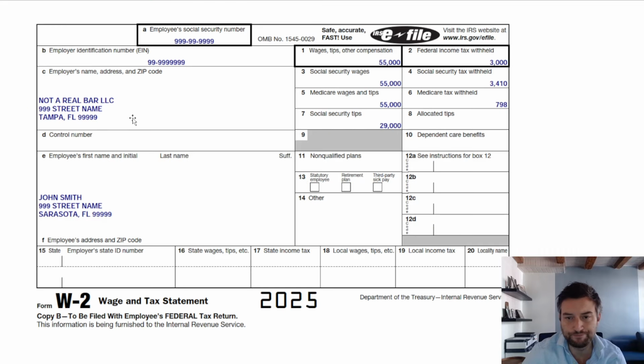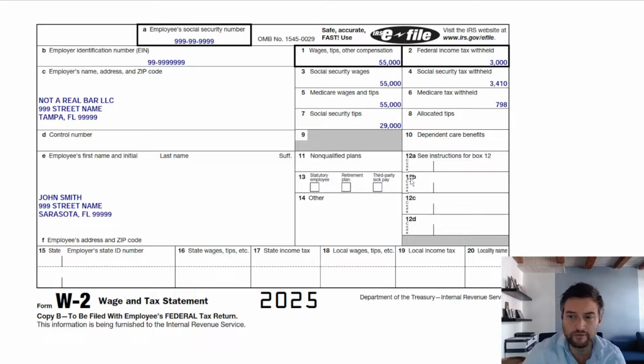So if we have a look at his W-2 here, it's just a standard W-2. So we can see his comp, $55,000 reported in boxes 1, 3, and 5. And then the employers are required to separately state the tip income that was reported in box 7. So you might also see some other boxes completed if you're a tipped employee, right?